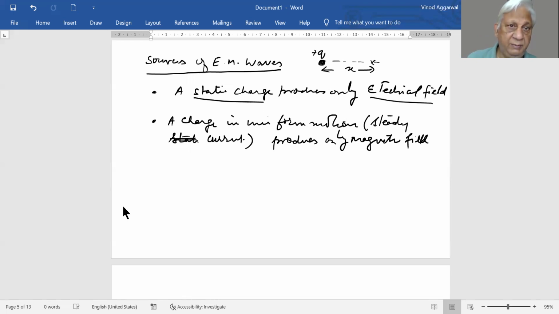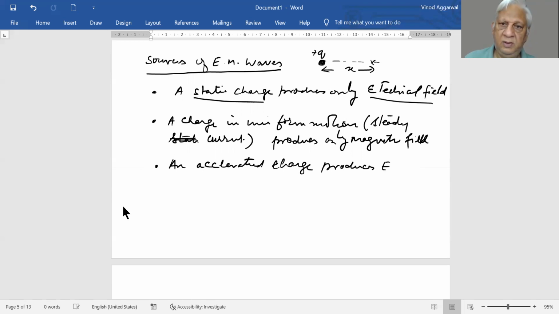Still, we have not been able to generate electromagnetic waves. How do we do it? An accelerated charge produces electromagnetic waves. If a charge is accelerated, that means not moving with a uniform velocity, then it produces electromagnetic waves.